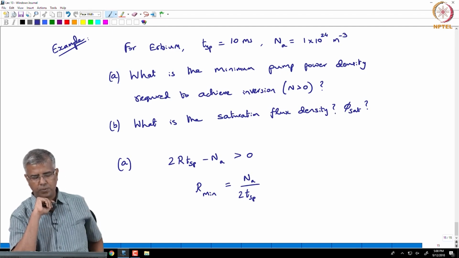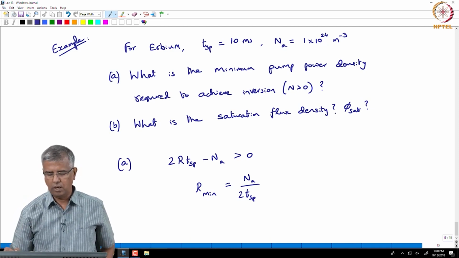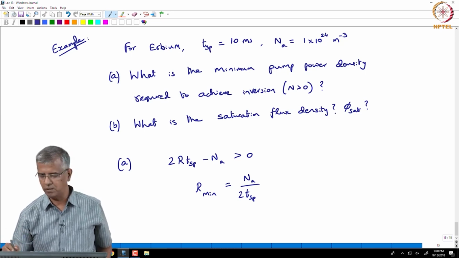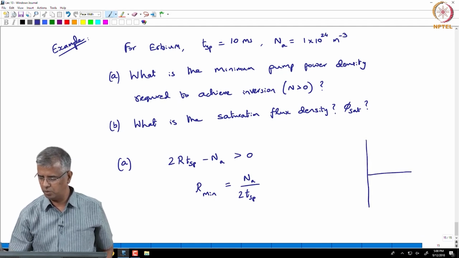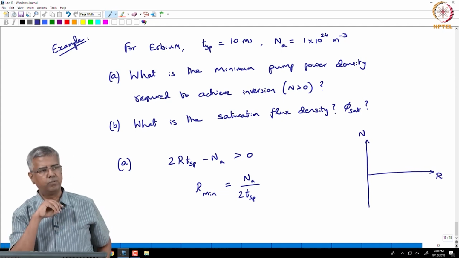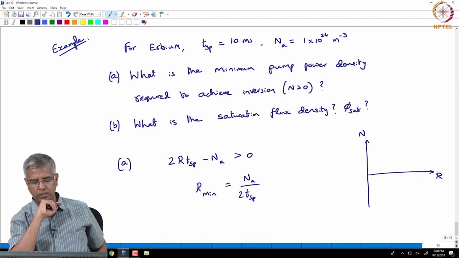So, that is the minimum pump rate that you require to achieve inversion. And at this point, it is probably helpful to understand how the inversion depends on the pump rate. So, if you were to plot the inversion n as a function of the pumping rate, how is that going to look?